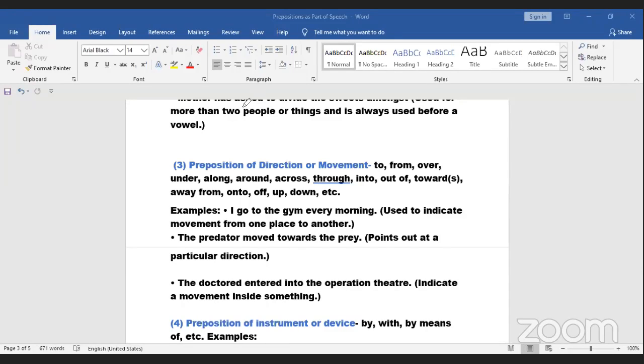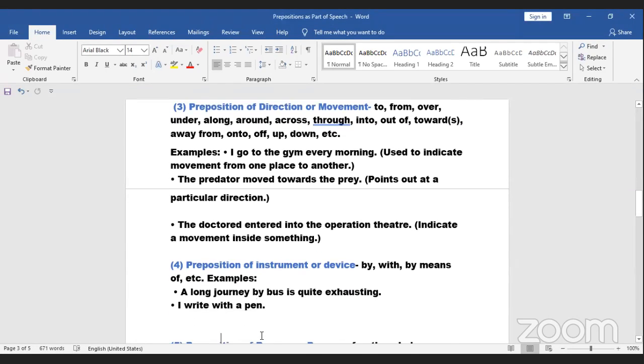So that is one thing. Till here were the important things. Preposition. Now these are all our types of prepositions. You just have to read it and leave.